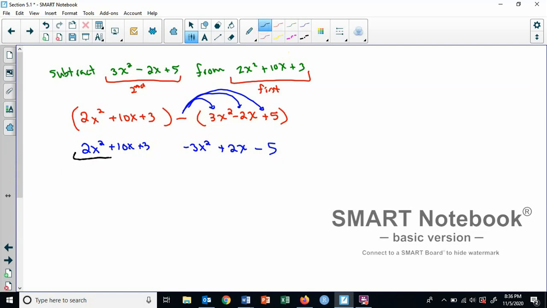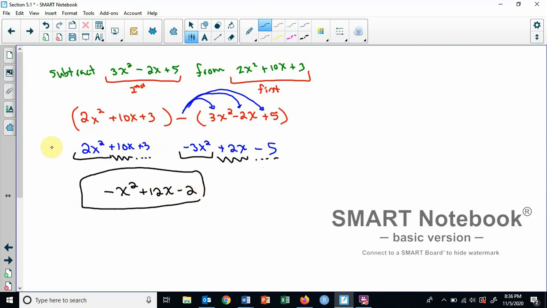I got a positive 2x squared and a minus 3x squared. That would be negative 1x squared. I have a positive 10x, a positive 2x. That makes for a positive 12x. I have a positive 3 and a minus 5. That makes for negative 2. So there we go. And I'm being really improper not putting my equal signs, but okay. So I hope you feel okay in adding and subtracting.